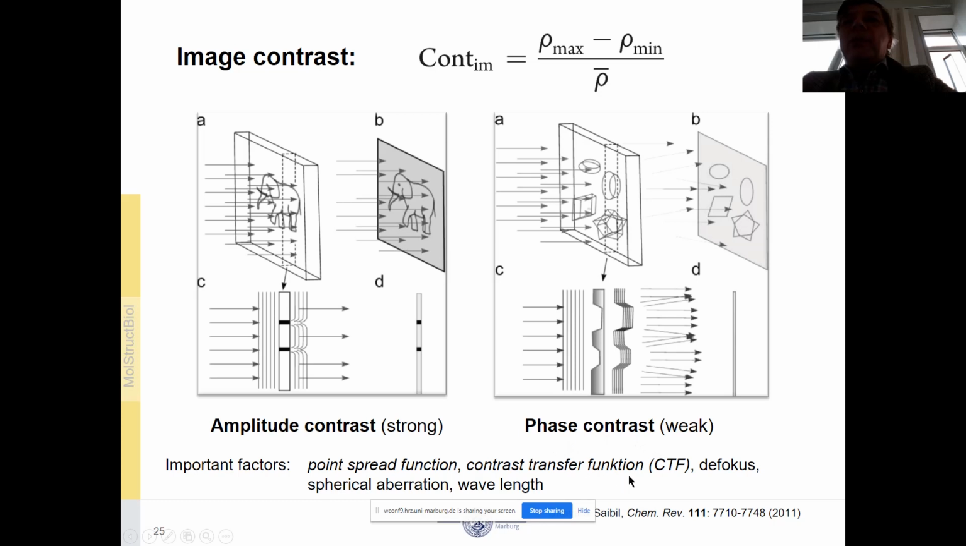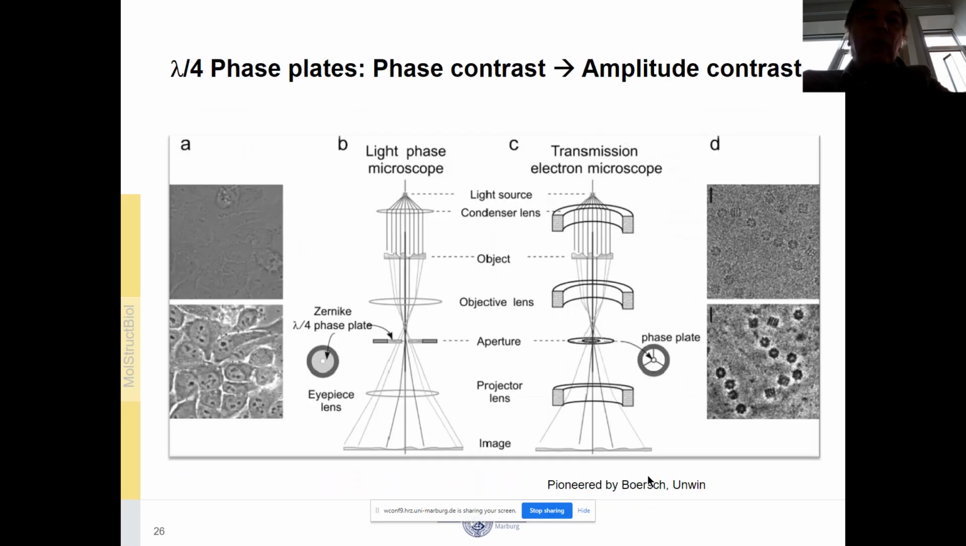So you see a contrast transfer function, point spread function, defocus, all the kind of tricks and the descriptors you are using in electron microscopy. I do not go into the details about this because we would have to take more time and would also have to talk more about the mathematics behind it. But one thing, there is one way to get also the phases properly imaged.